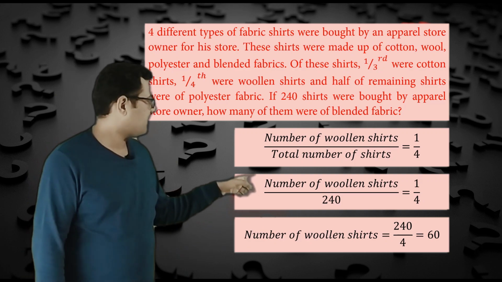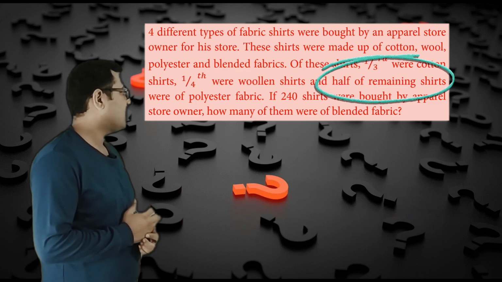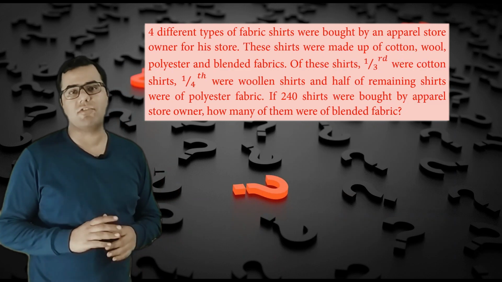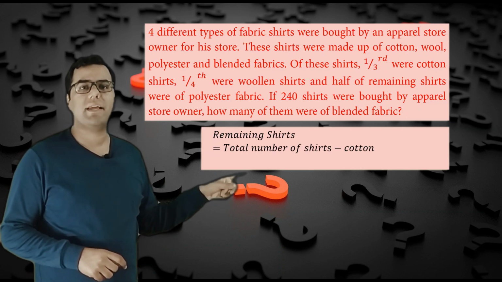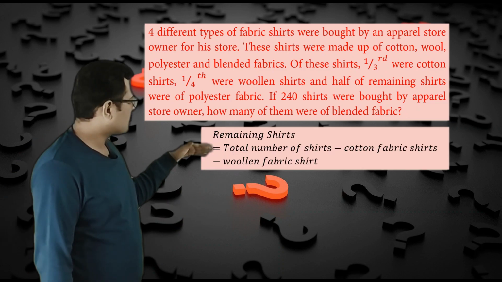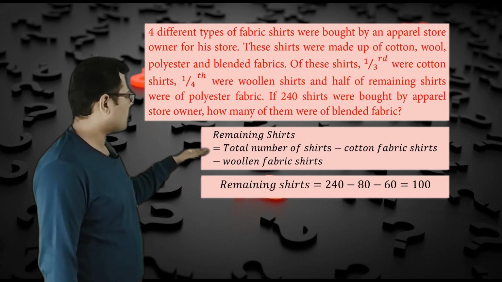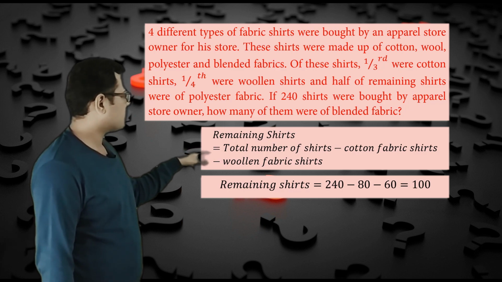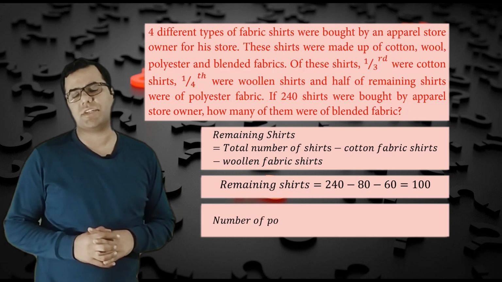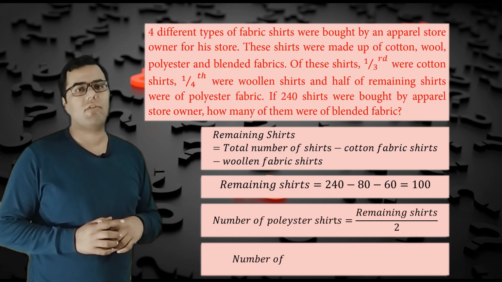Now in this next statement, it was given that half of the remaining shirts were made of polyester fabric. The remaining shirts means 240 minus cotton shirts minus woolen shirts. 240 minus 80 minus 60, so the remaining shirts come out to be 240 minus 140, or simply 100. So the number of polyester shirts is how much? Half of those remaining, that is 100 by 2, or 50.